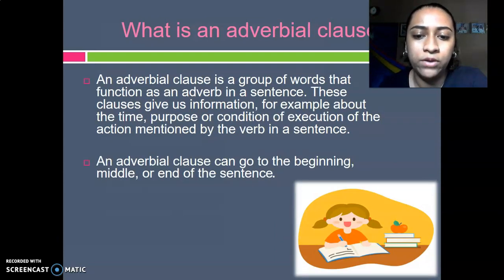Now, what is an adverbial clause? An adverbial clause is a group of words that functions as an adverb in a sentence. These clauses give us information, for example, about the time, purpose, or condition of the actions mentioned by the verb in a sentence. An adverbial clause can go at the beginning, middle, or end of the sentence.